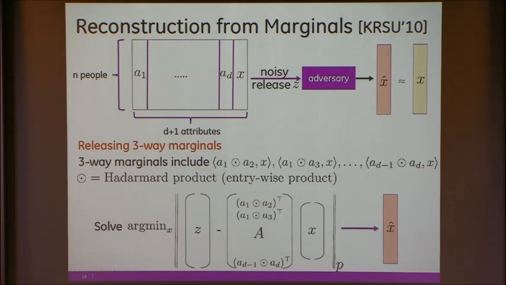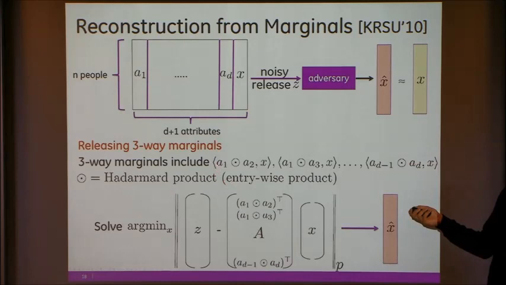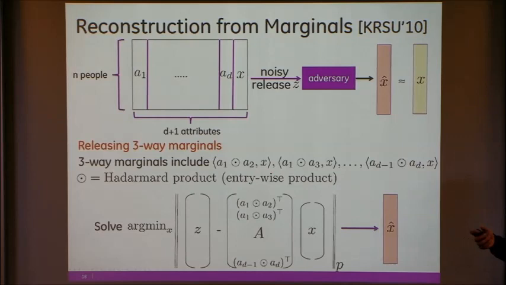Now the same thing works for a three-way marginal. A nice way of writing a three-way marginal between A1, A2, and X is as the Hadamard product between A1 and A2, and then an inner product with X. The Hadamard product is just the entry-wise product, so you're multiplying the bits entry-wise. If you release all the three-way marginals, you get all these entries: A1A2X, A1A3X, and so on. So how do you construct A? You do the same thing: instead of A1 transpose, you put A1 Hadamard product A2 transpose as the rows of this matrix.